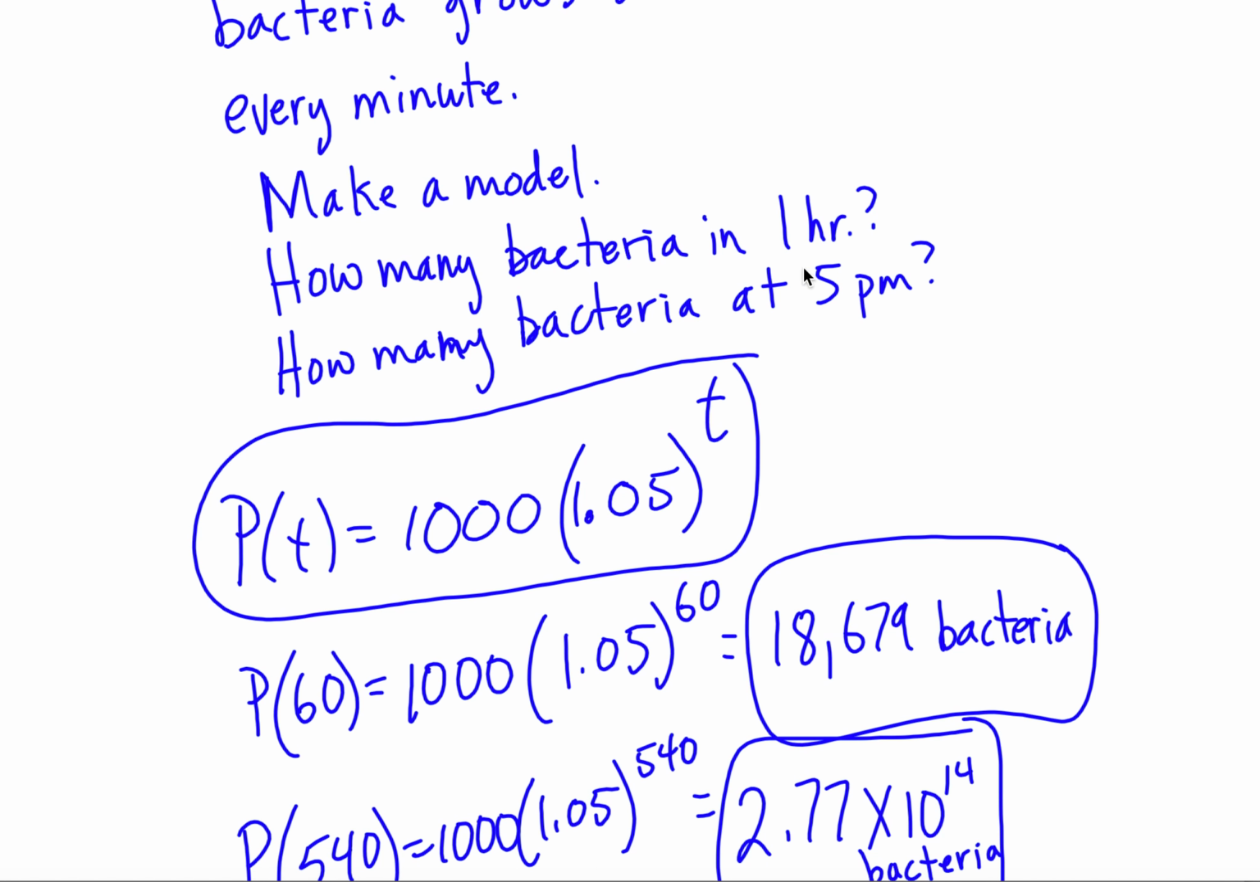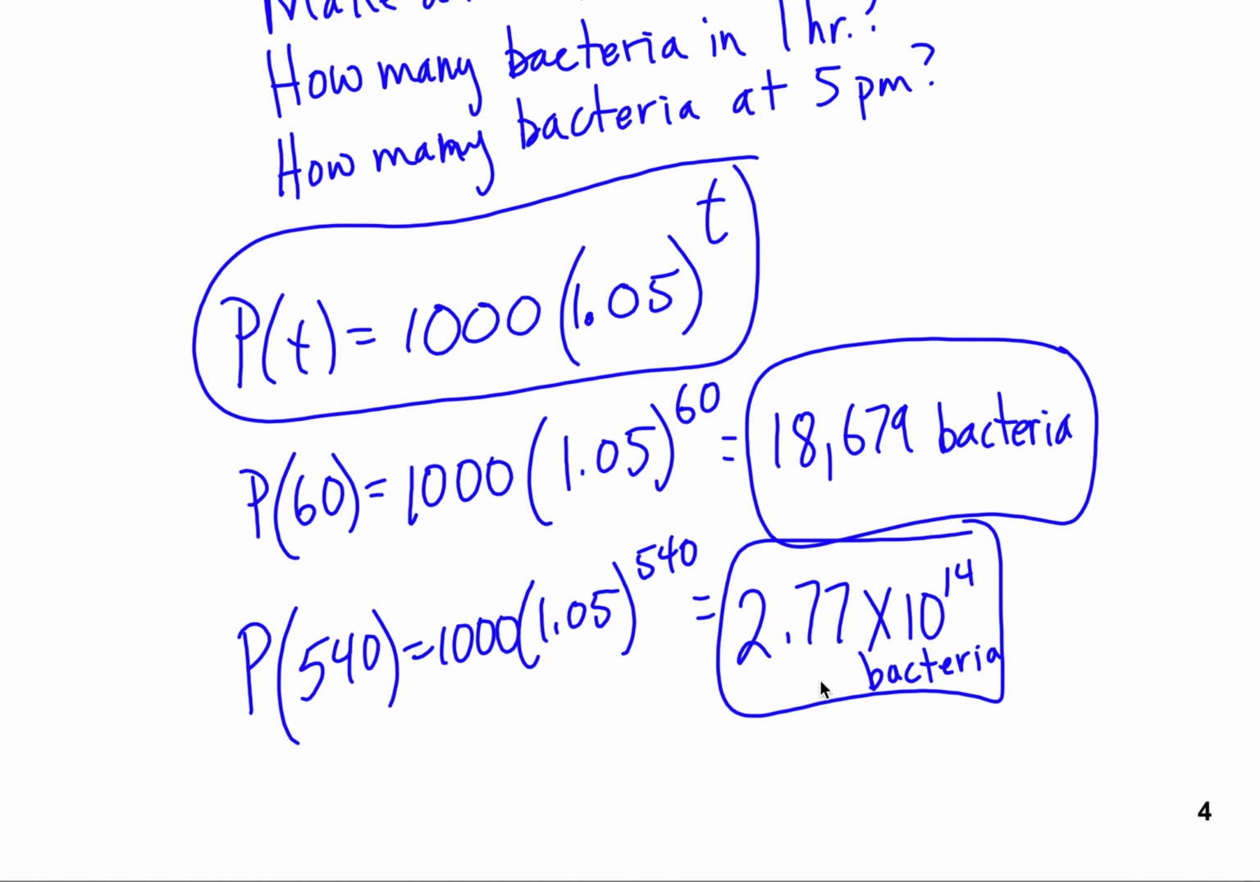We want to know how much bacteria is there in 1 hour. Well, remember, this wasn't every minute. There are 60 minutes in an hour. So that would be 60 minutes, the 1 hour. So we put 60 in everywhere we see a T, and we find out how many bacteria are there. Notice we started with 1,000 and now we're at 18,000 in 1 hour. That's an awful lot of growth. And that's the thing about exponential growth, it grows very, very fast.